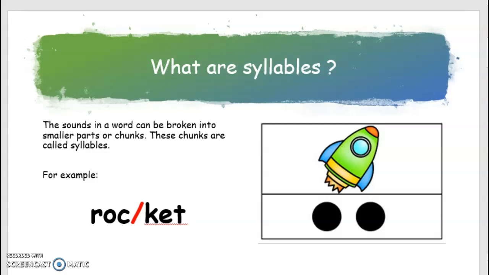Now, I want you to clap it out. Let's clap to find out how many syllables are in rocket. Rocket. Now you do it. How many times did you clap? We clap twice. Therefore, there are two syllables in the word rocket.